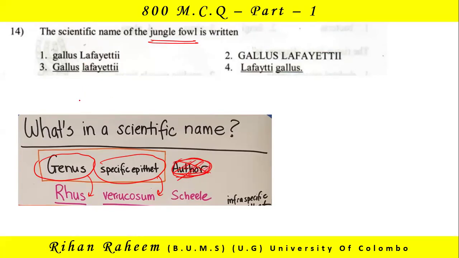So the first name will be the genus name and it will have the capital letter. First letter should be capital. All the others should be simple letters. So here, first one, they have put simple, and then capital. Wrong. All capital. Wrong. Capital, simple. Yes, correct. But here what has happened? They have put the specific name first and the genus name second. No, that is wrong, no? So third one is the best answer. Question number 14, answer number 3.